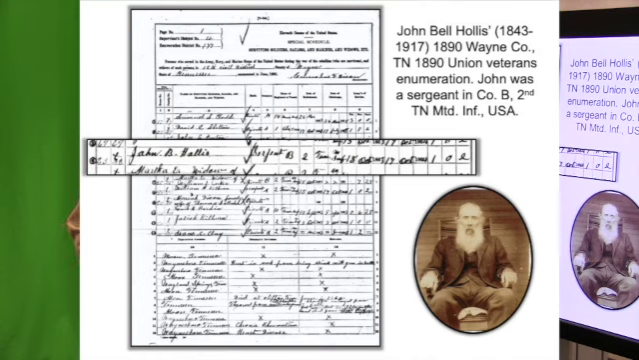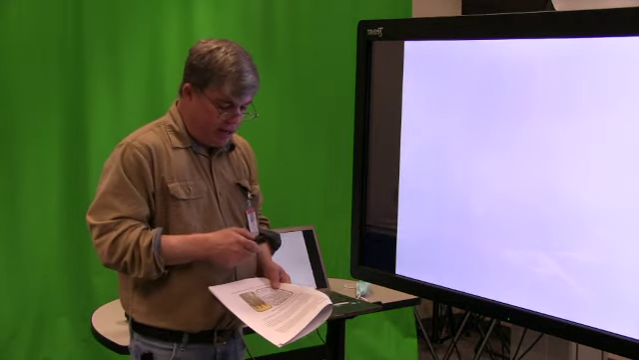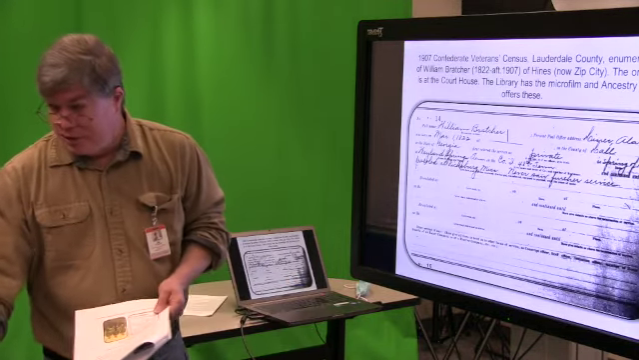And then the Union government in 1890 recorded Union veterans in several different states. This is John Bell Hollis's Wayne County 1890 Union Veterans Enumeration. It records his name, that he was a sergeant in Company B, 2nd Tennessee Mounted Infantry, USA, which was a Union regiment, and then it has his muster in and muster out dates. So that is a very whirlwind examination of getting started and the basic records.